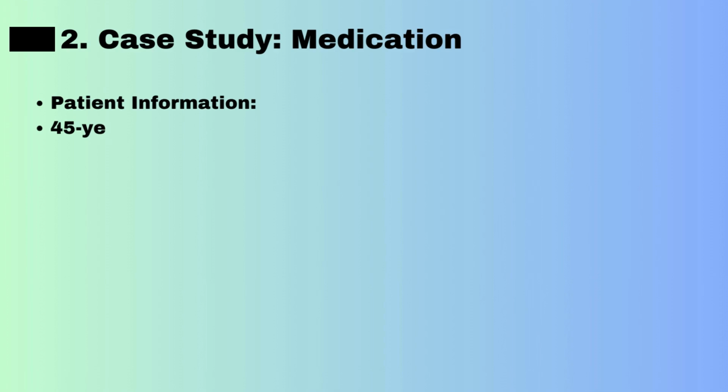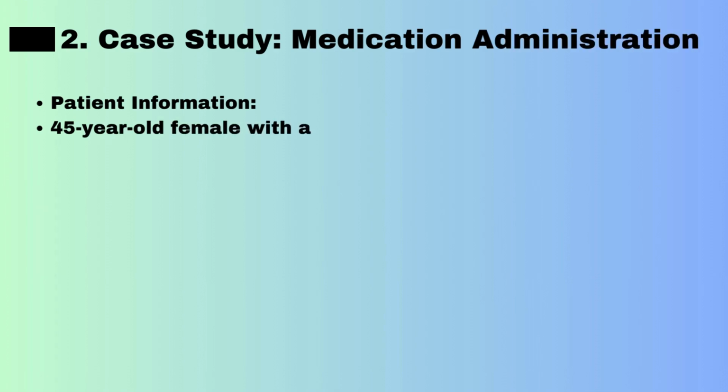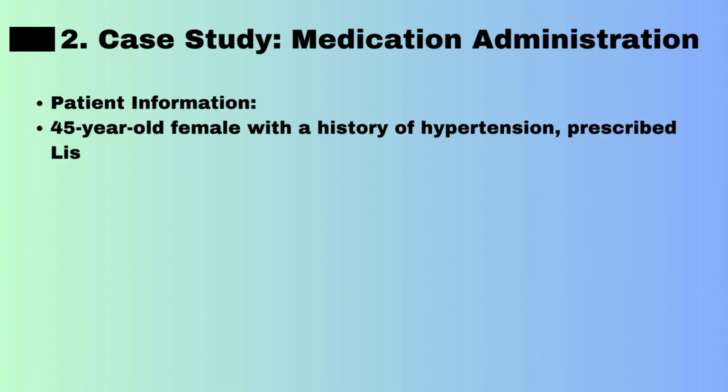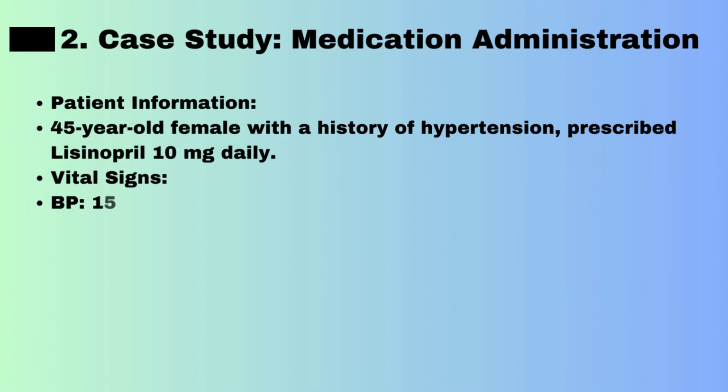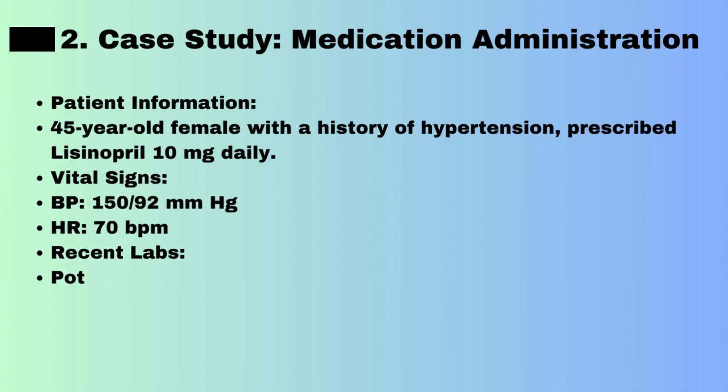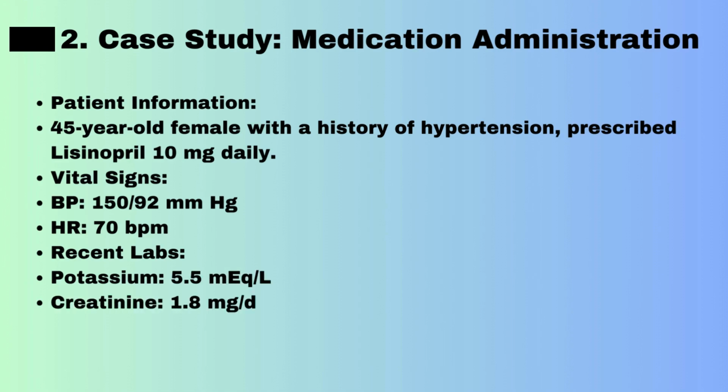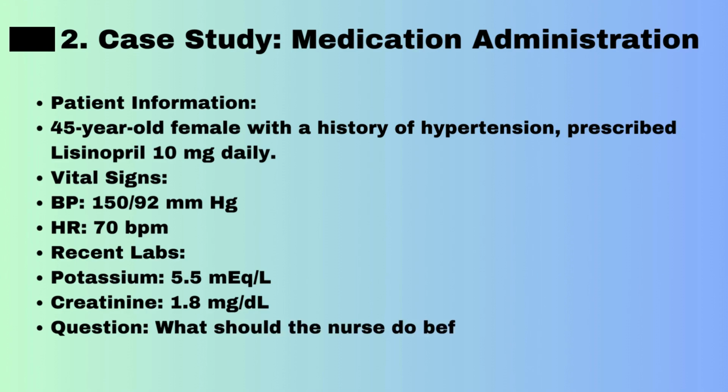2. Case study, medication administration. Patient information. 45-year-old female with a history of hypertension, prescribed lisinopril 10 mg daily. Vital signs. BP, 150/92 mmHg. HR 70 BPM. Recent labs. Potassium, 5.5 milliequivalents per liter. Creatinine 1.8 mg per deciliter.